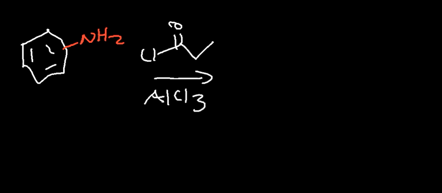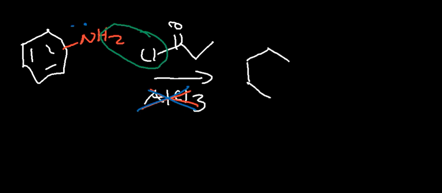Instead, what you want to do is use the amine group and react it with an acid chloride. However, this is the important part. You want to react it with the acid chloride without the AlCl3 catalyst. So I'm going to write it here, but I'm going to take it out. So don't add this with the acid chloride. So react the amine with the acid chloride, but without the acid catalyst. So what's going to happen is these two are going to combine, and we're going to remove HCl. The amine is going to be converted into an amide.